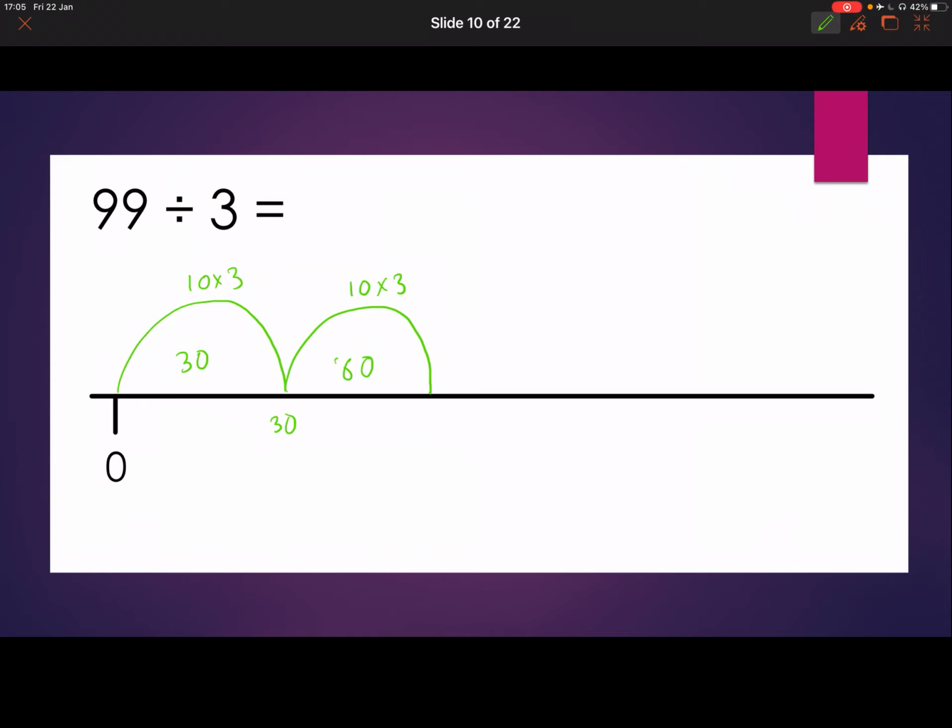That's 60. Oh no, that's still 30. It gets me to 60. I could do another 10 3's. Another 30, that gets me to 90. Now I've only got to get from 90 to 99.